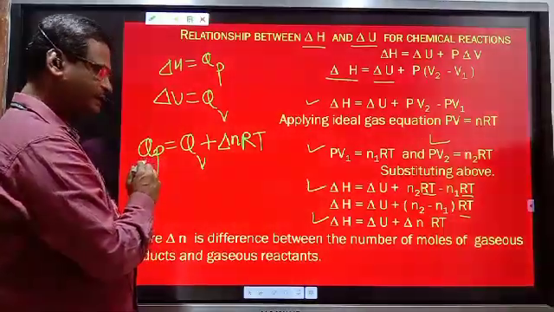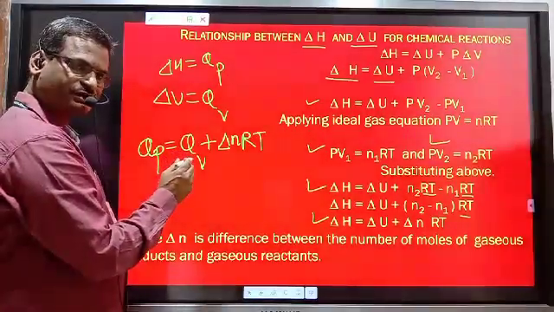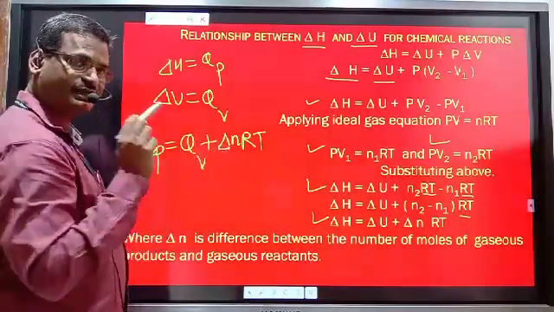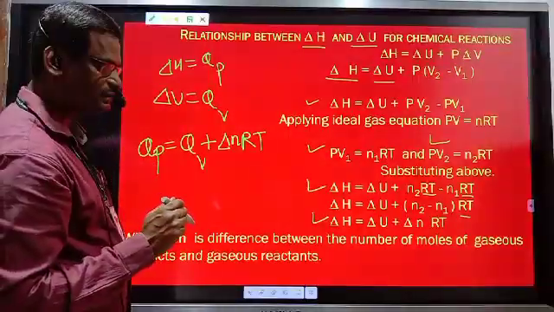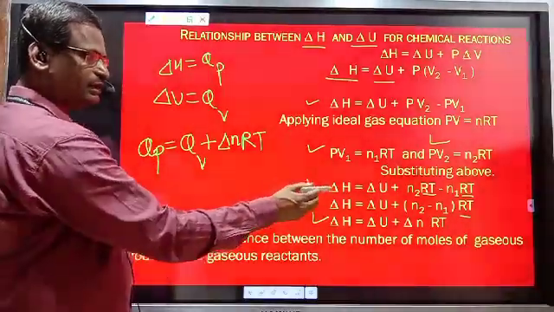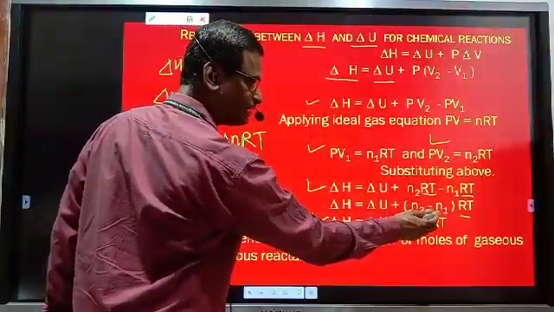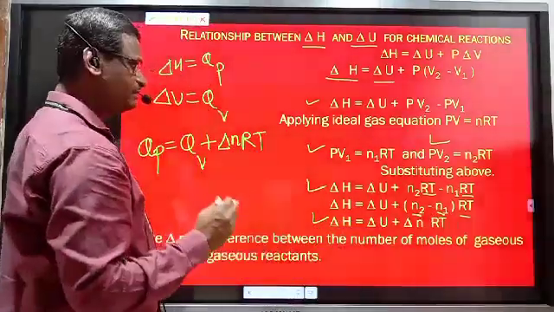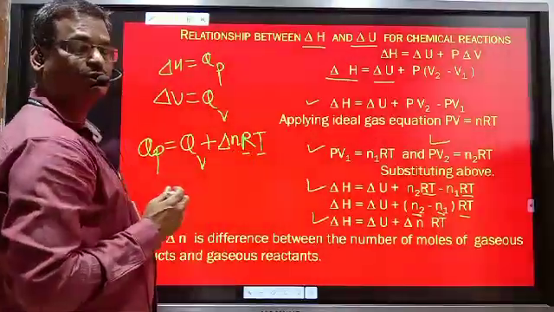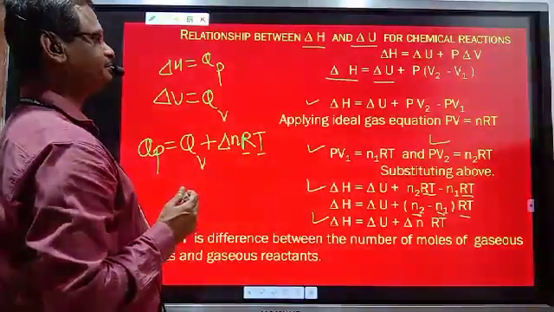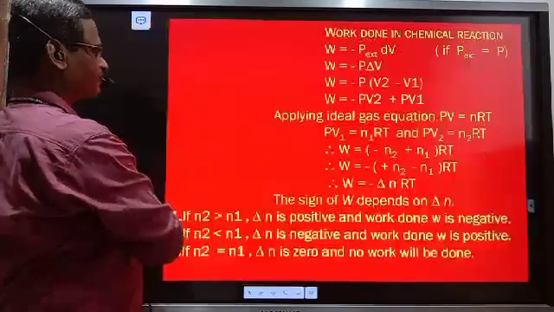Here QP is heat absorbed at constant pressure. QV is heat absorbed at constant volume. Delta n is change in number of moles. Here only gaseous reactants and products are considered. n2 is number of moles in the product state, final state, and n1 is number of moles in the reactant state or initial state. R is the molar gas constant. T is the absolute temperature of that reaction. That is the expression.